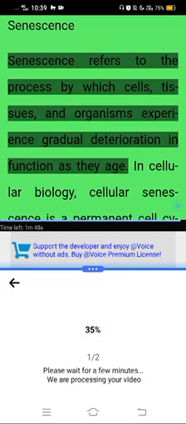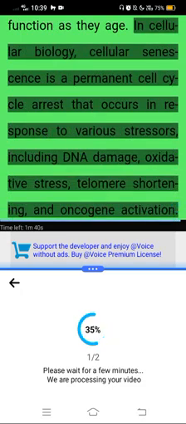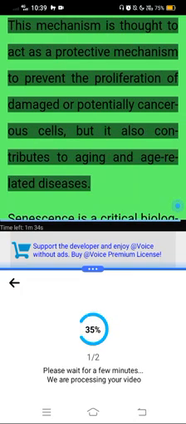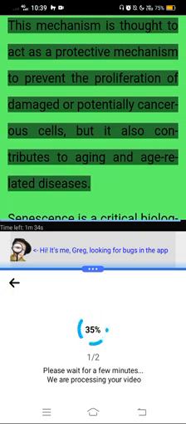Senescence. Senescence refers to the process by which cells, tissues, and organisms experience gradual deterioration in function as they age. In cellular biology, cellular senescence is a permanent cell cycle arrest that occurs in response to various stressors, including DNA damage, oxidative stress, telomere shortening, and oncogene activation. This is thought to act as a protective mechanism to prevent the proliferation of damaged or potentially cancerous cells, but it also contributes to aging and age-related diseases.